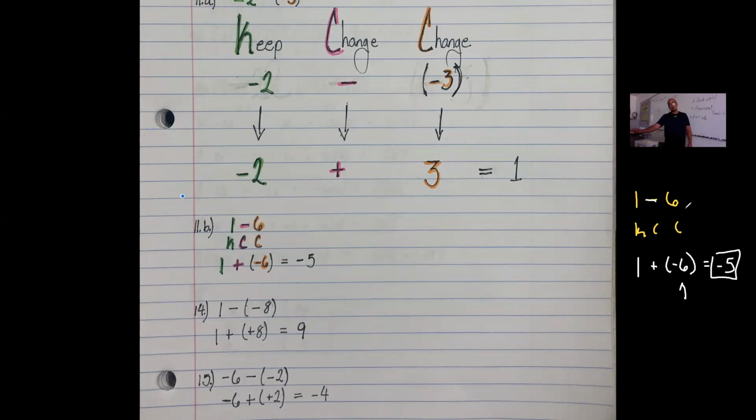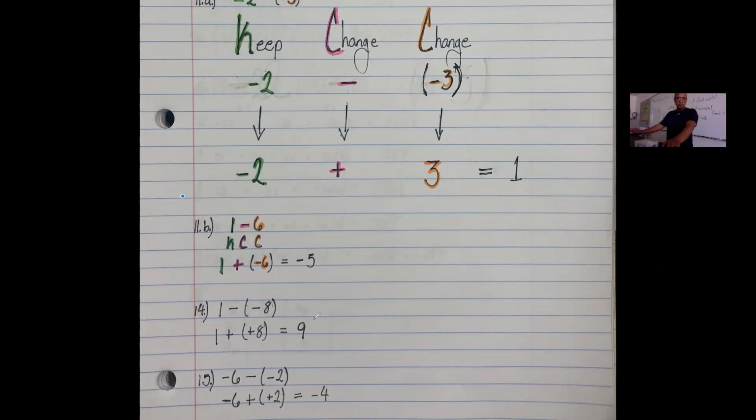All right. 1 minus 6, keep, change, change to addition. So 1 minus 6 is equal to -5. That's my final answer. Notice how I showed my work, ladies and gentlemen. I have the original problem, and then I wrote down KCC, the K underneath the 1, the C underneath the minus sign, the C underneath the 6, and then I rewrote it as an addition problem, and then I solved it. This is how you show your work. This is what I expect to see for each problem. Let us try another one.